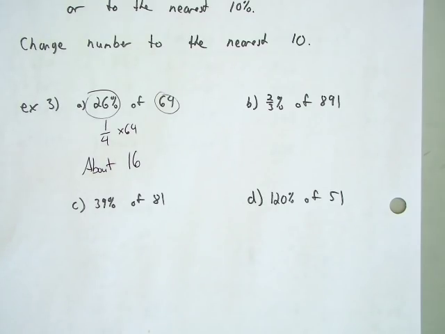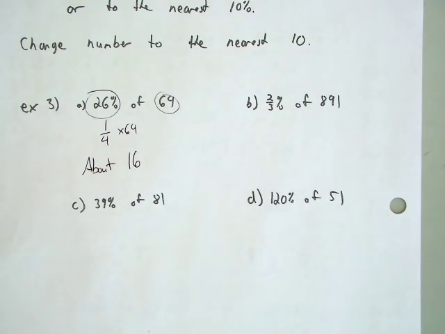Do not get in the habit of going, well, 26% of 64, so I'm going to find 26% of 64. That's 16.64. I'm going to round that to the nearest whole number to get 17. Do not do that. That is a poor way to estimate, because that basically means that you're doing the problem and then rounding at the end.